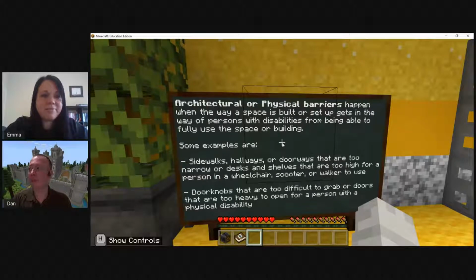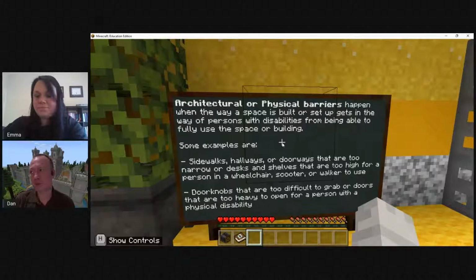Yeah. So architectural or physical barriers, these are the ones that we often think about when we talk about accessibility challenges. They happen when a space is built or set up that gets in the way of persons with disabilities from being able to fully use the space or building. And we saw that with the school last week, and we're going to see that again with the shopping center today.